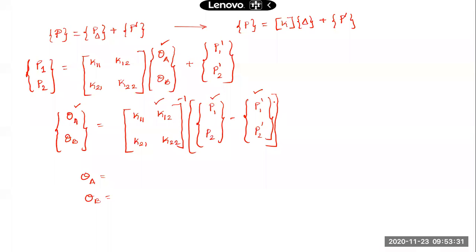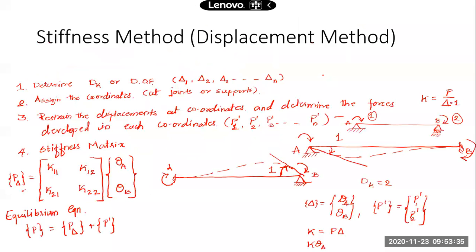So this is the matrix method we came across. We'll start with the problem in the next class. This is the procedure we'll be following over here. We have to find out the matrices, apply the condition of equilibrium, and determine the unknown displacements. In short, this is what the procedure is.